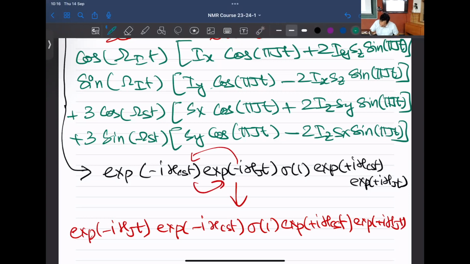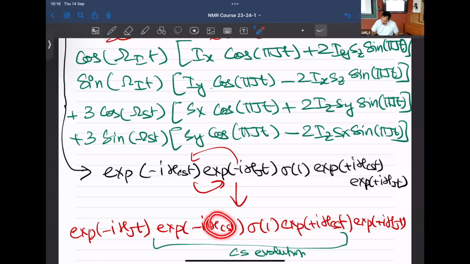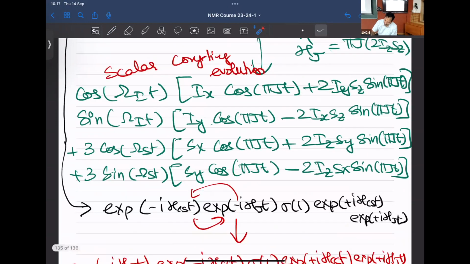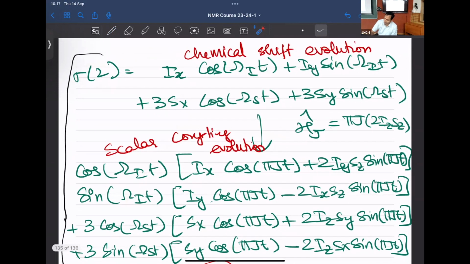Now, if you slowly observe, this is just a chemical shift evolution. Correct? So you want to have a rotation about Iz, omega_I Iz plus omega_S Sz, on the density matrix, and the density matrix is Ix plus 3Sx. And I will only operate on I, S will only operate on S. So therefore, I will go as cos omega_I t plus Iy sin omega_I t. The 3 comes because there are 3 protons.